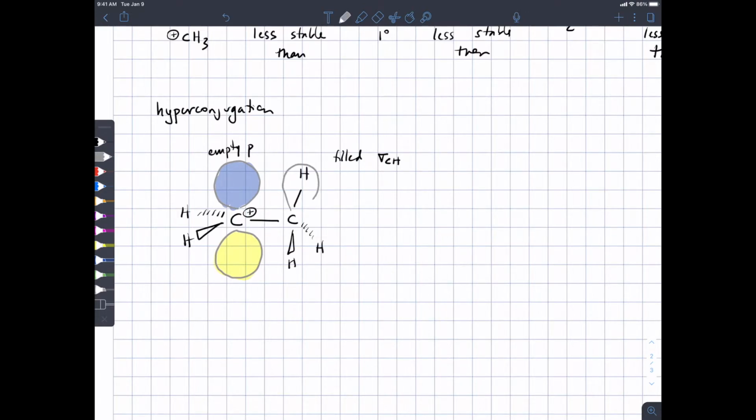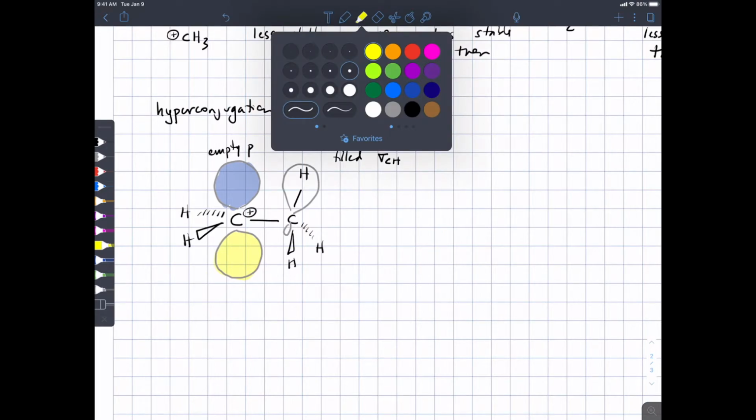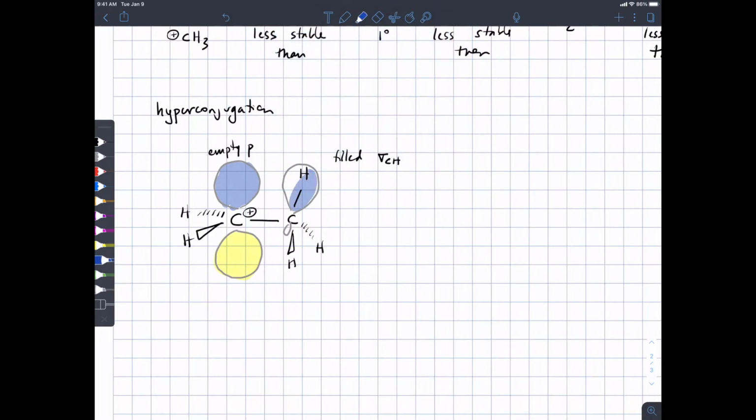So this is what a carbon-hydrogen sigma bond looks like. You have a large lobe that encompasses the hydrogen. You have a node at the carbon, and then opposite phase lobe on the other side.